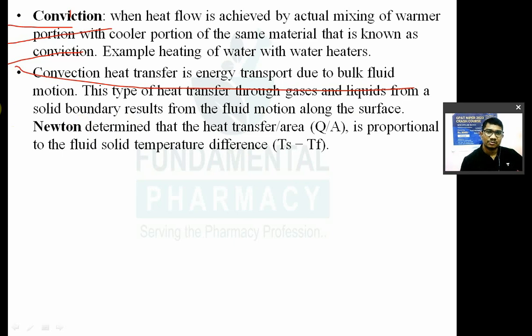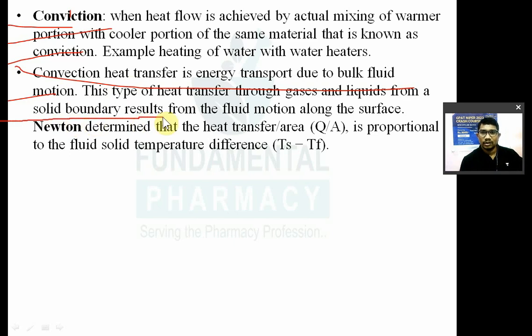तो ट्रांसफर ऑफ एनर्जी क्यों हो रहा है? ड्यू टू बल्क ऑफ फ्लूइड मोशन। तो जो वार्मर पोर्शन था नीचे का, वो ऊपर आ गया और ऐसा मिक्सिंग हो रहा है। तो एक्चुअल मिक्सिंग, मटेरियल हैविंग हायर एनर्जी with the material having lower energy. Or convection heat transfer is nothing but the energy transfer due to bulk motion. This type of heat transfer is through gases and liquids.